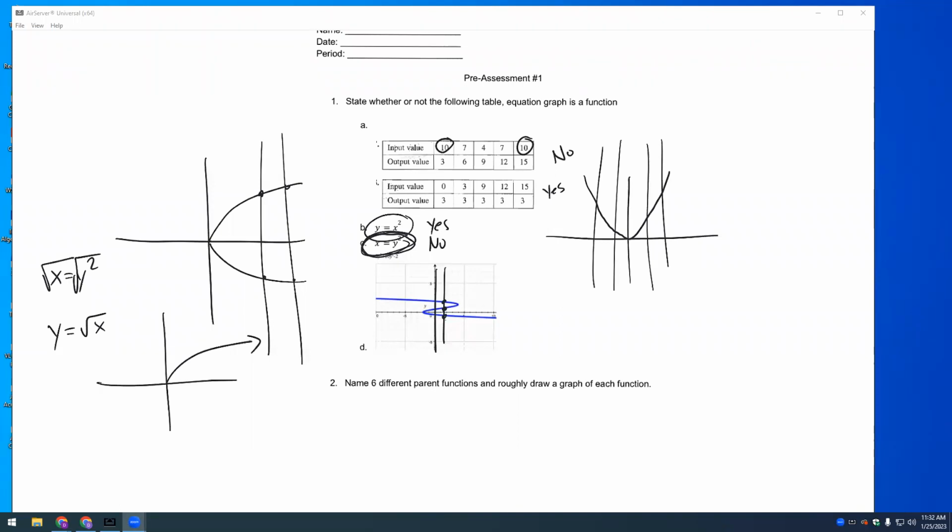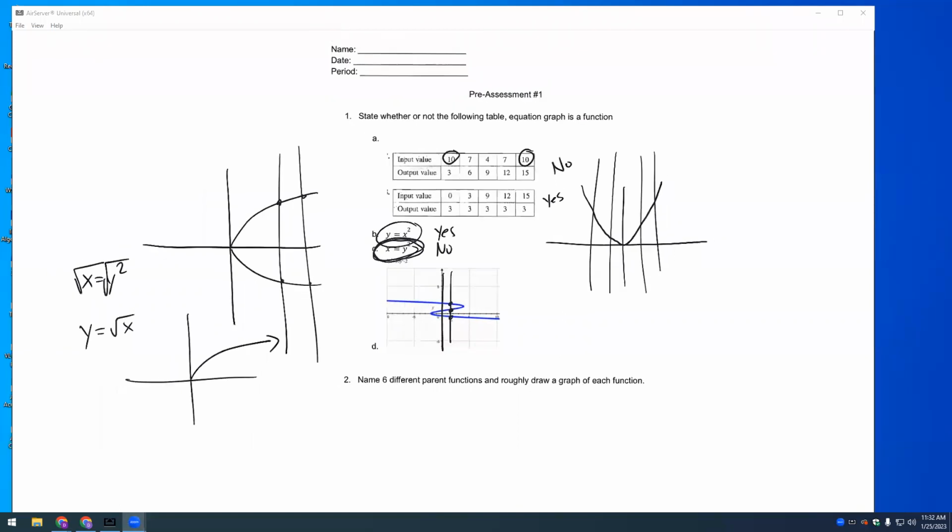Okay, number one right here. Again, no, it's not a function right here because there's two of the same x values. Remember, for each x value, there's only one y value, and the number 10 has two y values. This second one is a function because all the numbers are different: 0, 3, 9, 12, and 15. Letter B, it is a function.